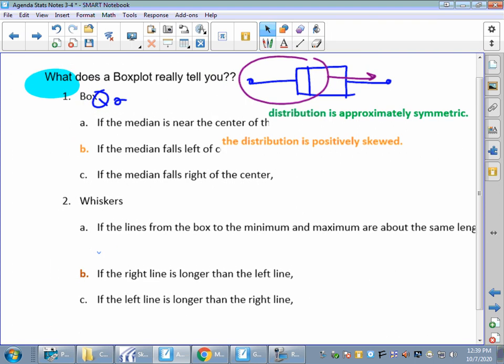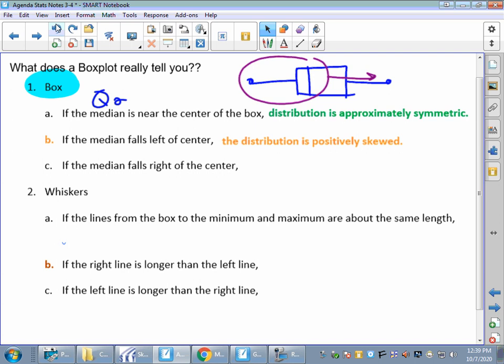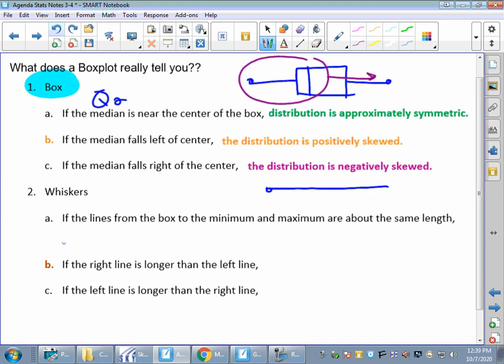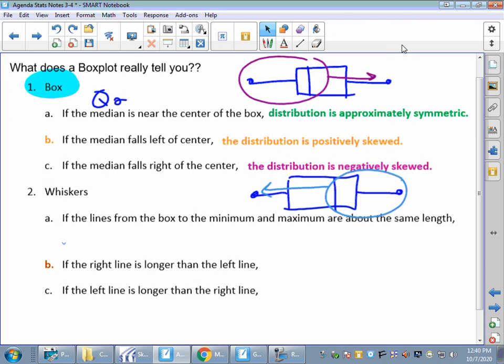The opposite happens then. If my median is to the right, the distribution is negatively skewed. So it looks like this. That means most of my data is up here, and it's pulling to the left, or to the negative direction.